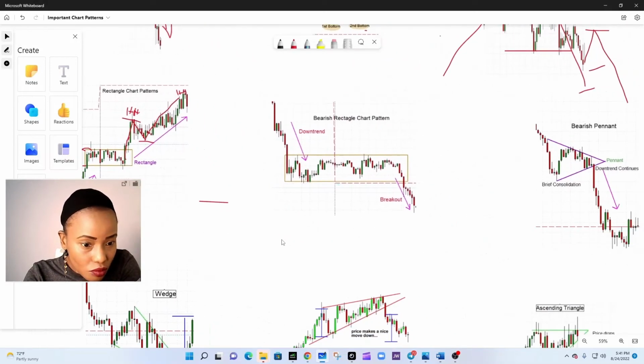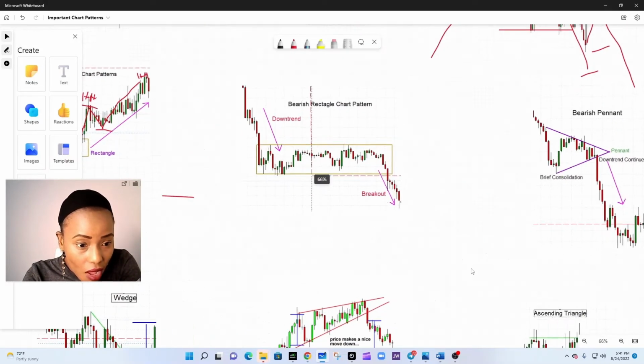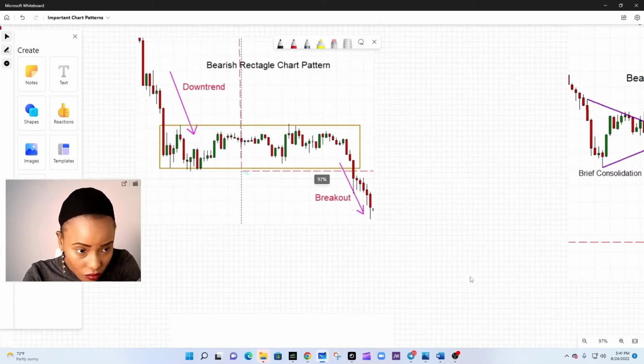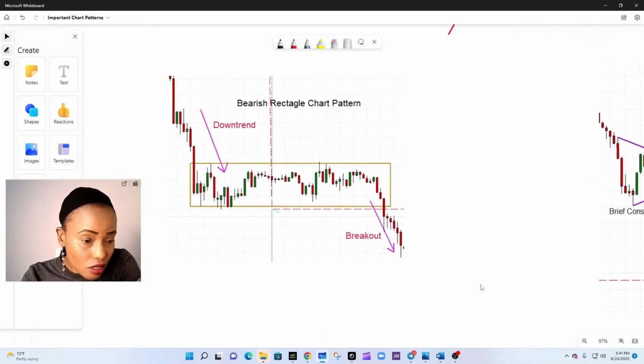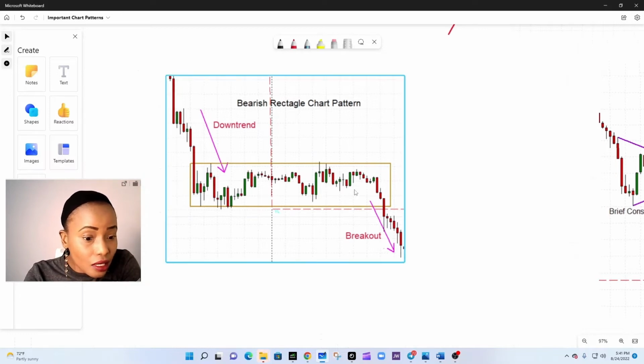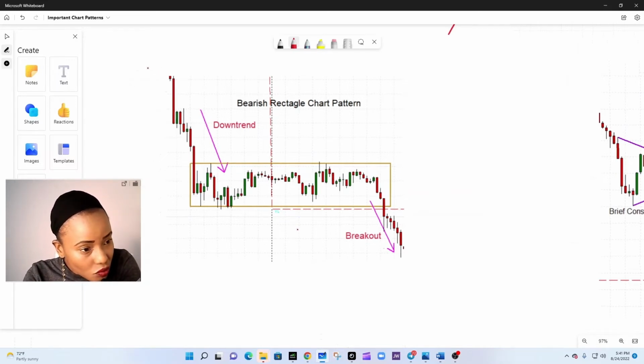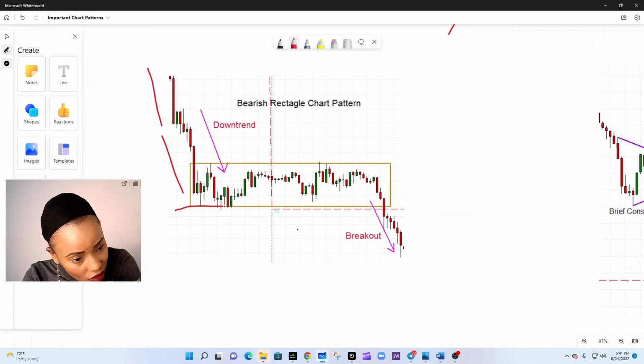Just like the uptrend, we also have a bearish rectangle chart pattern. The bearish rectangle chart pattern appears in the middle of a bearish market. You have your downtrend, the market is pushing lower and lower, and then the price consolidates for some time. So what do you do as a trader?